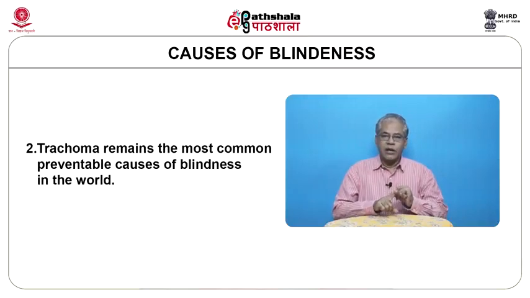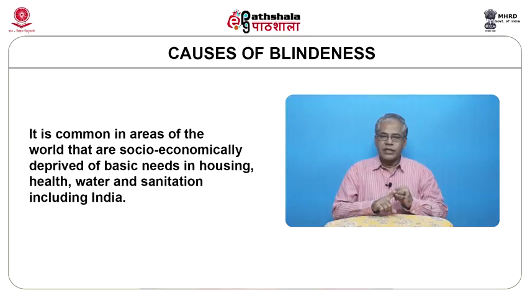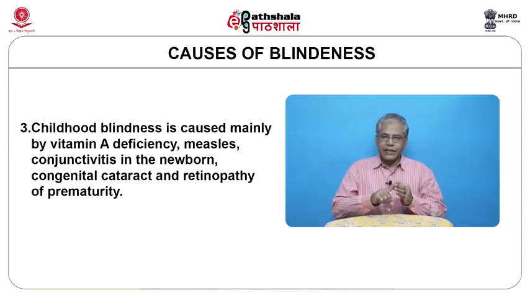2. Trachoma remains the most common preventable cause of blindness in the world. It is common in areas of the world that are socio-economically deprived of basic needs in housing, health, water and sanitation, including India. 3. Childhood blindness is caused mainly by vitamin A deficiency, measles, conjunctivitis in the newborn, congenital cataract and retinopathy of prematurity.